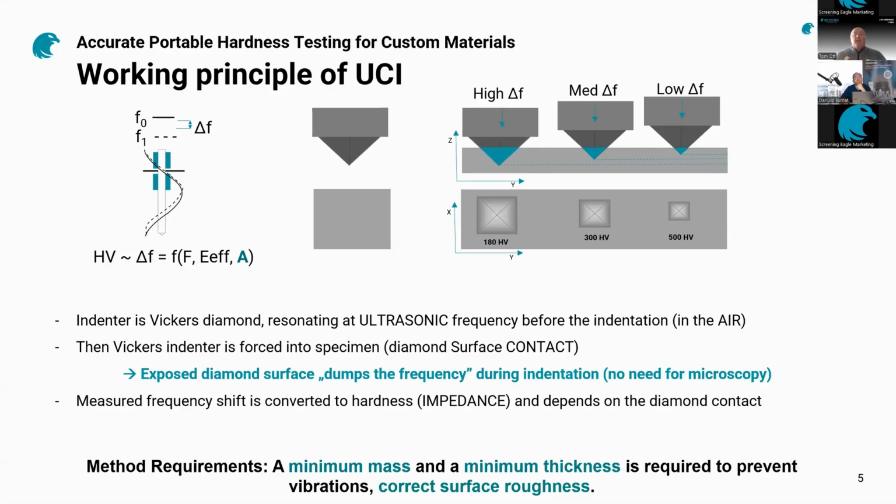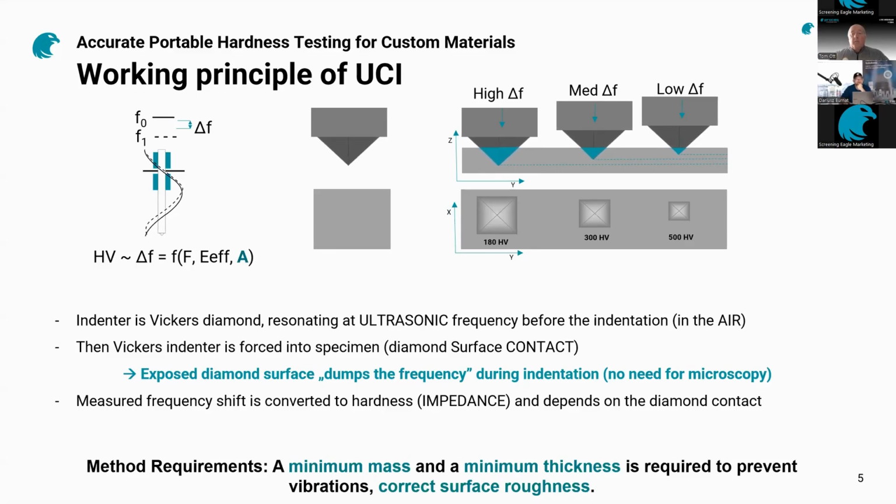So as we have a soft material, we get deep indentation that produces a very large frequency shift. Medium indentation, not so much, and a harder material has slight indentation and a much lower effect on the frequency. So that measured frequency shift is converted to hardness, right? And the frequency changes due to the impedance, the contact impedance between the diamond indenter and the specimen under test.